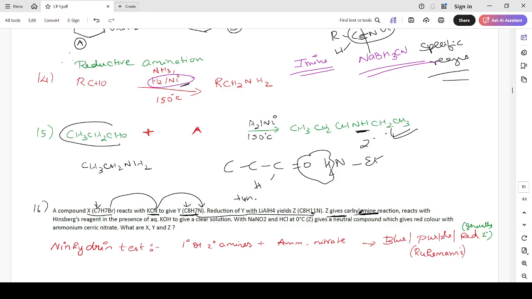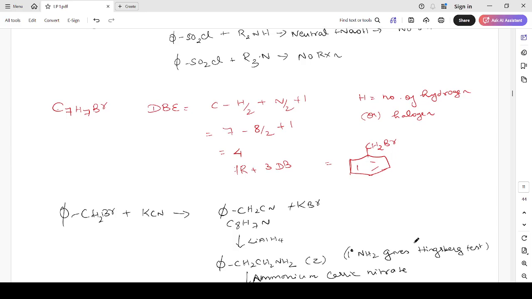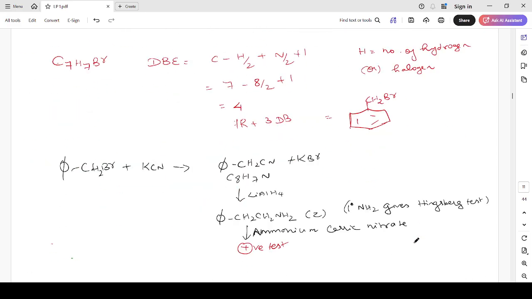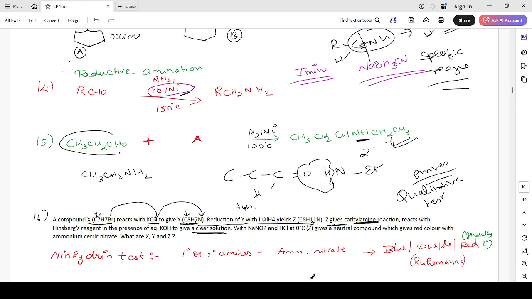Z gives carbylamine reaction and reacts with Hinsberg reagent as well in the presence of aqueous KOH to give a clear solution. We are going to learn about the qualitative analysis tests for amines now. A very major common reaction is called carbylamine. Show you the carbylamine test, please wait.